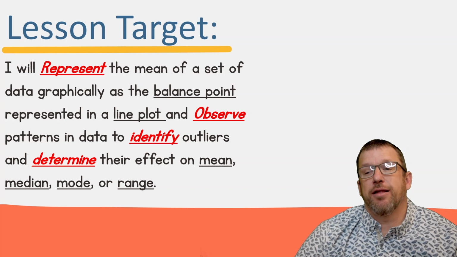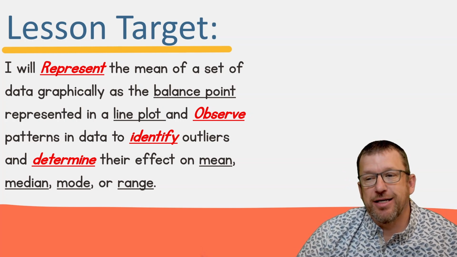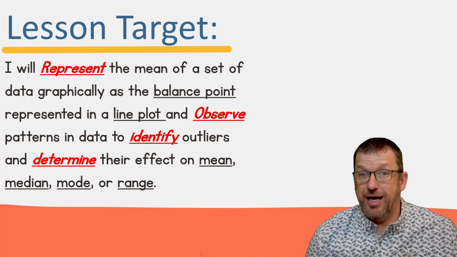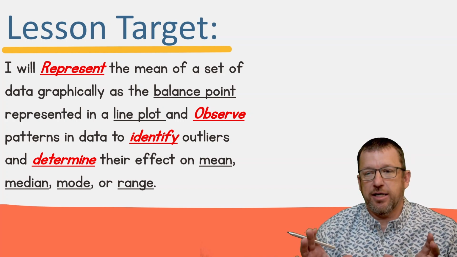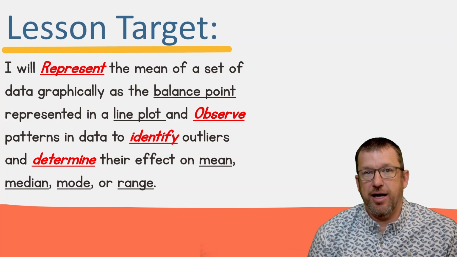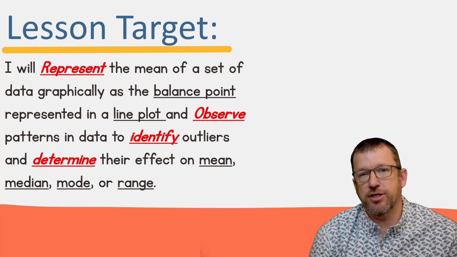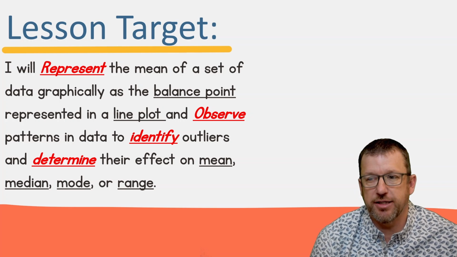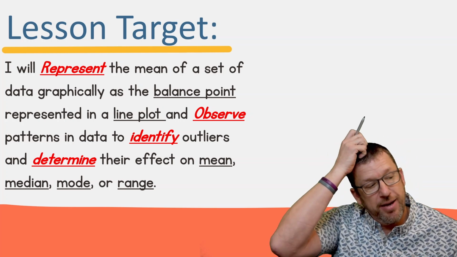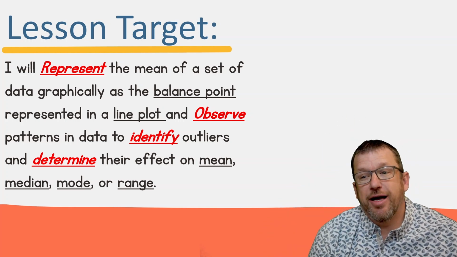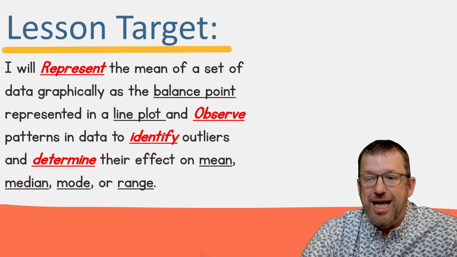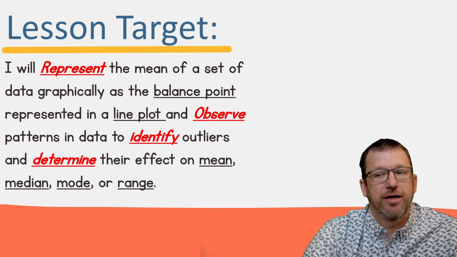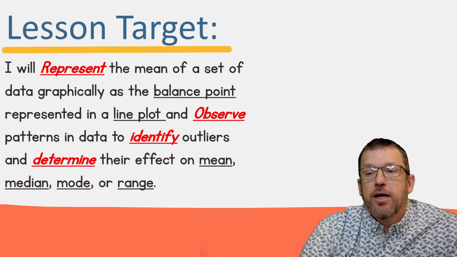All right, so today's lesson target. I'm going to represent the mean of a set of data graphically as a balance point. This will help you understand mean a little bit better. You're going to see a visual representation of how we take a collection of data, put it on a line plot, and make it balance so you can see why this calculated average makes sense. And we're going to observe patterns in data to identify outliers, and determine the effect of this on the mean, median, mode, and range of numbers. All right, let's dig in.